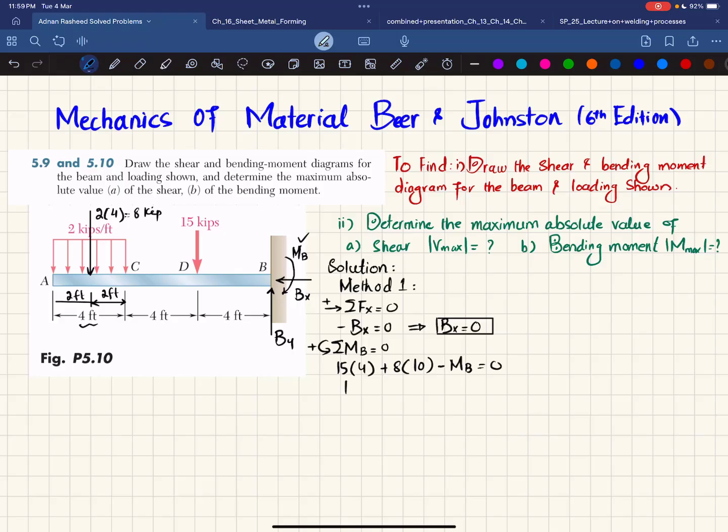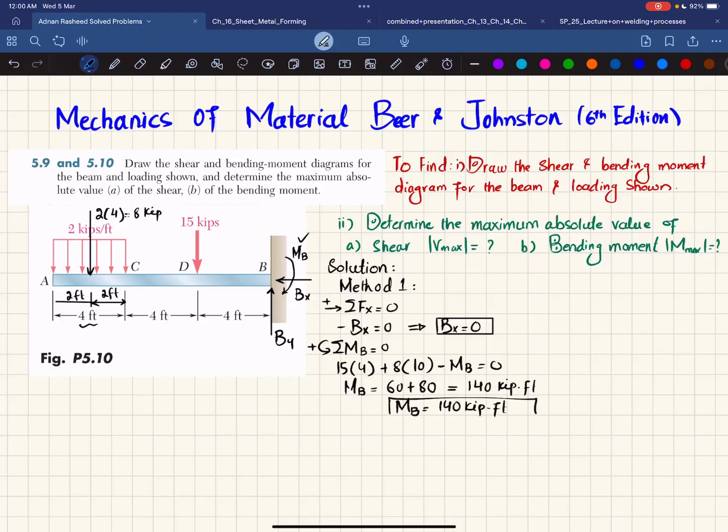So from here we get Mb equal to 15 multiplied by 4, which is 60, plus 80, and that gives you 140, and the unit will be kip-feet. So we get this reaction moment Mb is equal to 140 kip-feet.